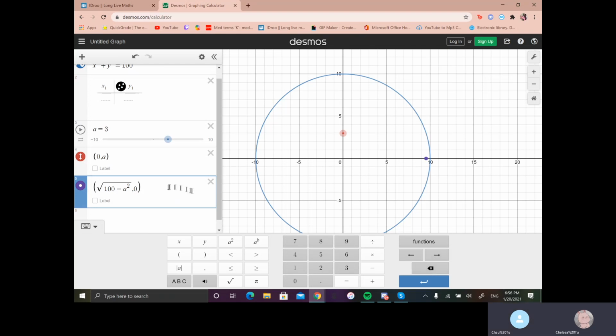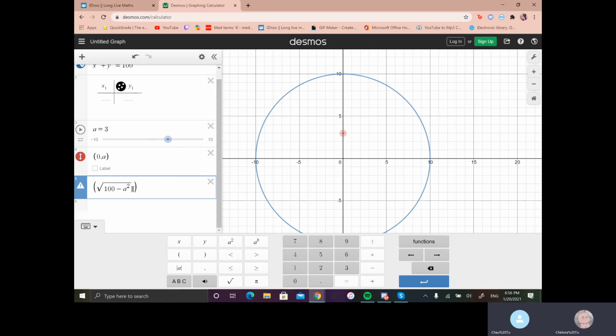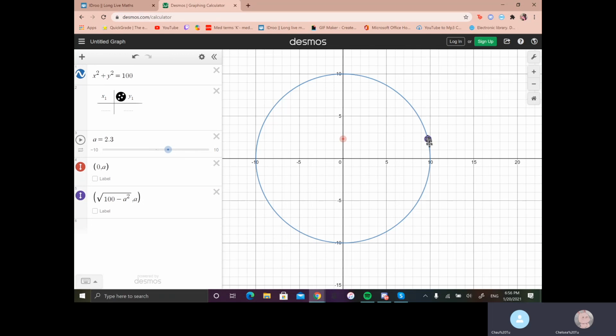What's going on? How come it's not working? Why 0 though, Chelsea? So you're saying it's an element that's (a, a)? Yeah, because it's a up, isn't it? Yay. Okay, so now we just need to draw a line between those 2 points.